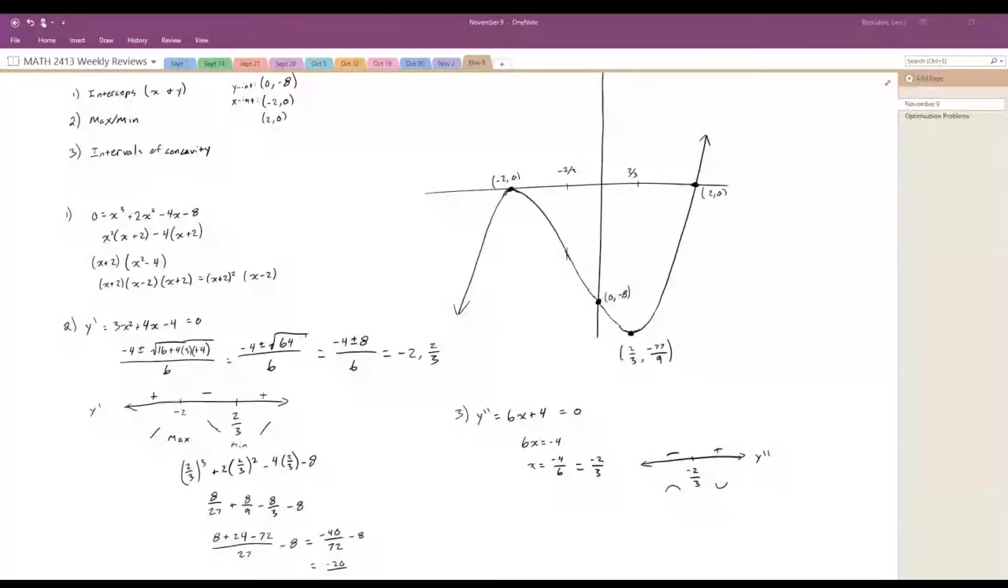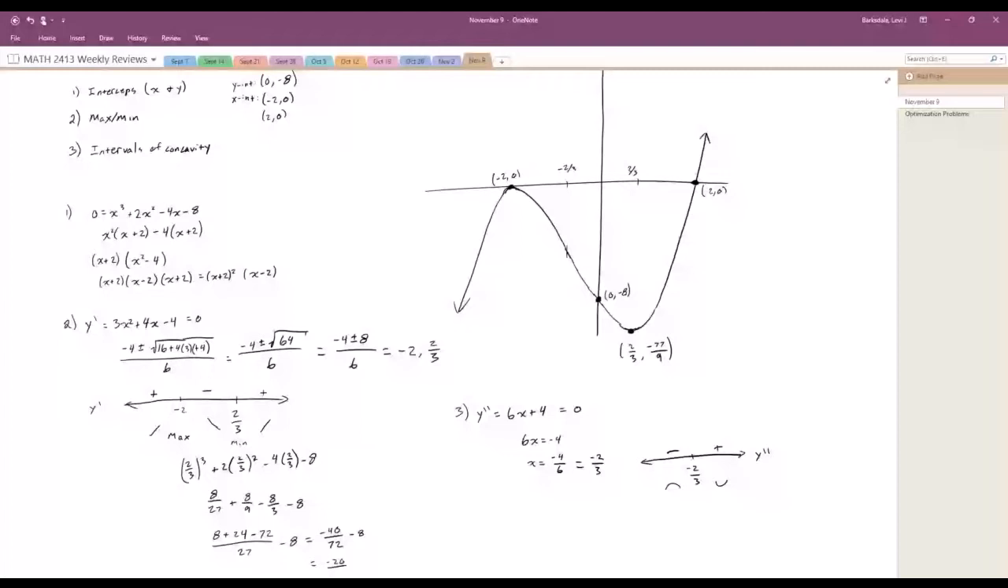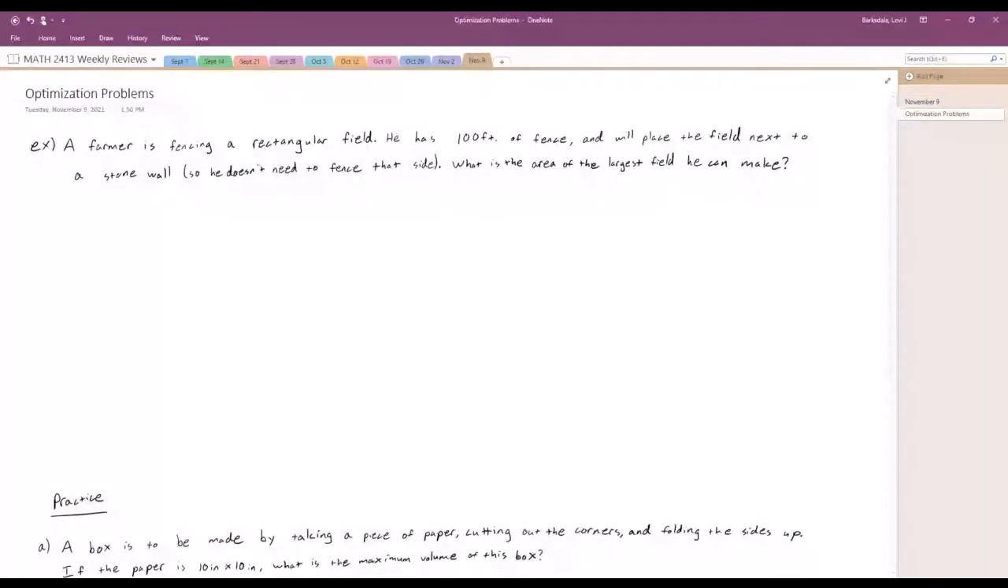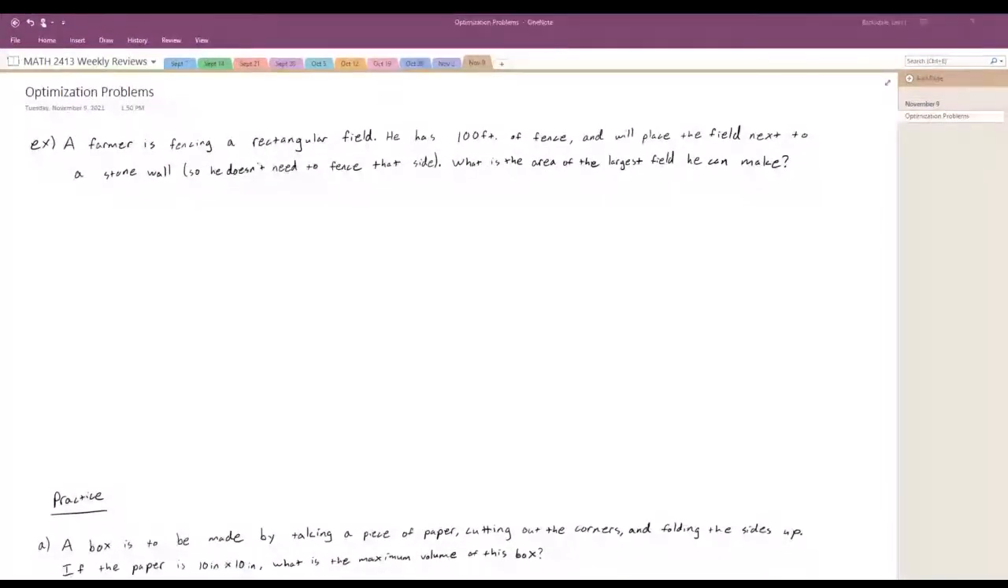All right, now let's get into the fun stuff. Next up, we're going to take a look at some optimization problems. So the idea with optimization problems is calculus lets us find maximums and minimums of functions. So when functions represent something specific, such as area, well, we can find where that area is going to be maximized using calculus. So let's go ahead and do an example of this.